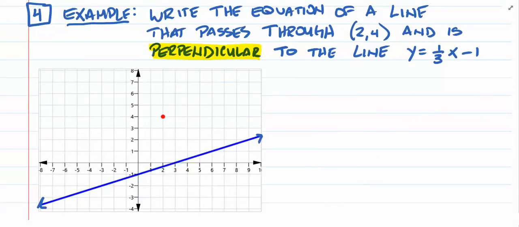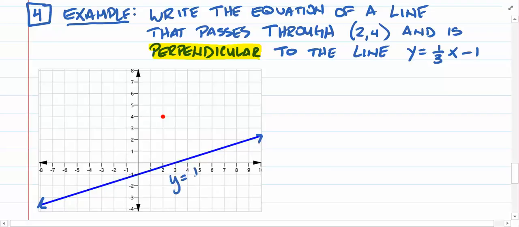Box 4 is an example. It says write the equation of a line that passes through the point 2, 4 and is perpendicular to the line y equals 1/3 x minus 1. Well, to help visualize the situation, I have graphed for you the line. Here's the line, y is equal to 1/3 x minus 1. And I've graphed for you the point that's given to us, which is at the point 2, 4.